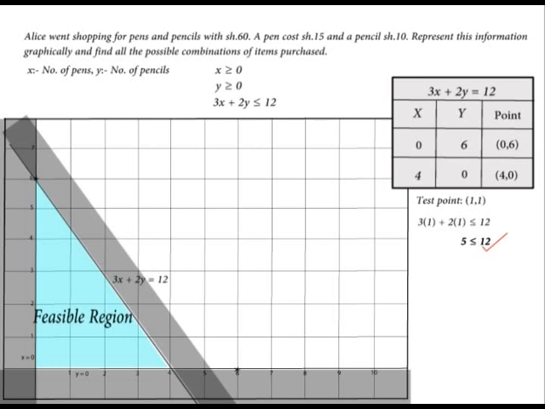Starting at the corners, we have (0, 0), which means he buys nothing. (0, 6) means he buys 0 pens and 6 pencils. (4, 0) means she buys 4 pens and no pencil. We also have (0, 1), (0, 2), (0, 3), (0, 4), (0, 5), (1, 0), (2, 0), (3, 0), (1, 1), (1, 2), (1, 3), (1, 4), (2, 2), (2, 3), and (3, 1). These are all the possible combinations.